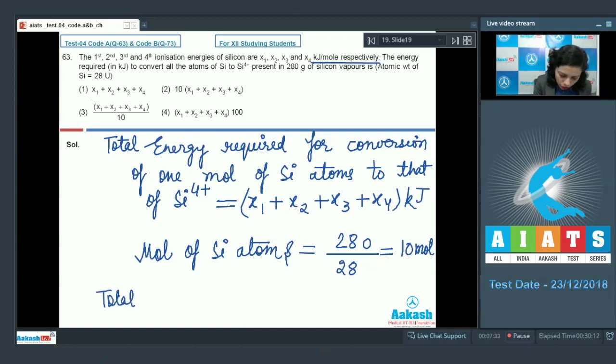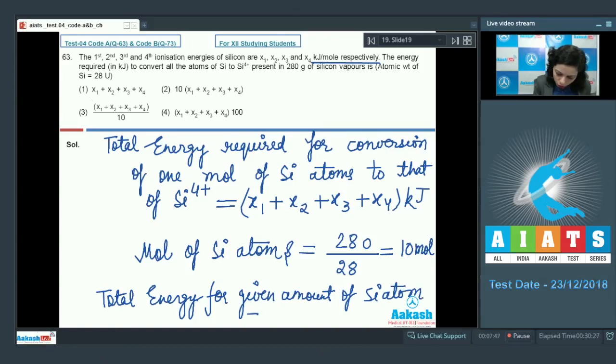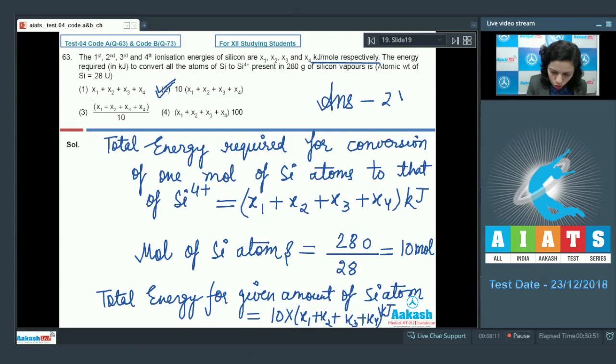So the total energy for the given amount of silicon atoms would be equal to 10 into X1 plus X2 plus X3 plus X4, and this is in kilojoule. And on the basis of this we can easily choose the correct answer. That's given in option 2, and that's why it is option 2. Now after this, let's take the next question.